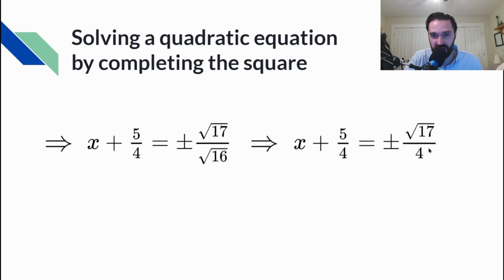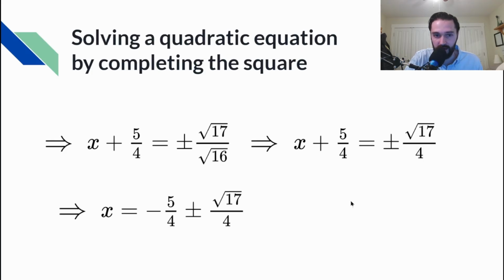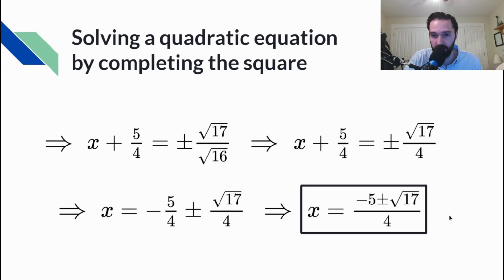The square root of 16 is just 4, so the right-hand side simplifies nicely for us. And the next step is just to take this 5 fourths to the other side to isolate x. We have x equals negative 5 fourths plus or minus root 17 over 4. We have a common denominator, so we can condense these two fractions into one. This is our final answer.